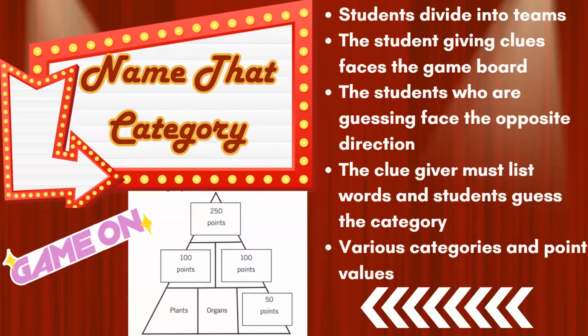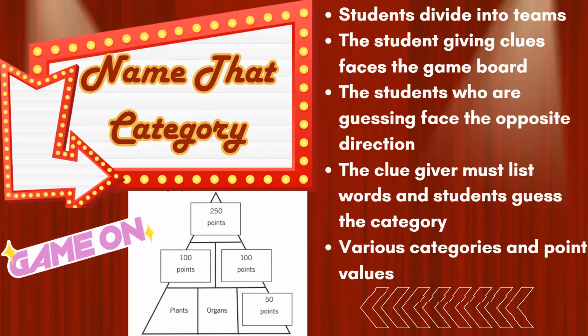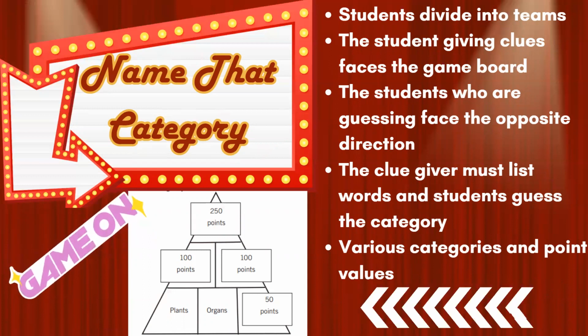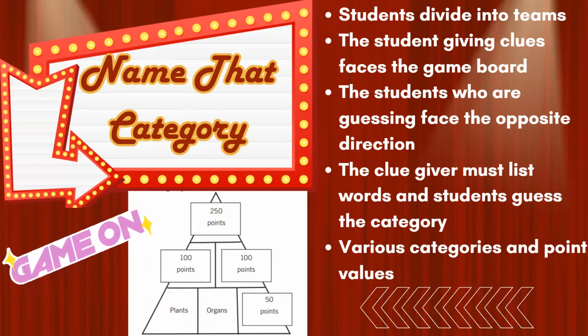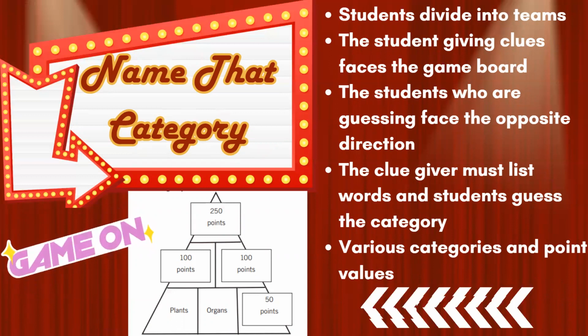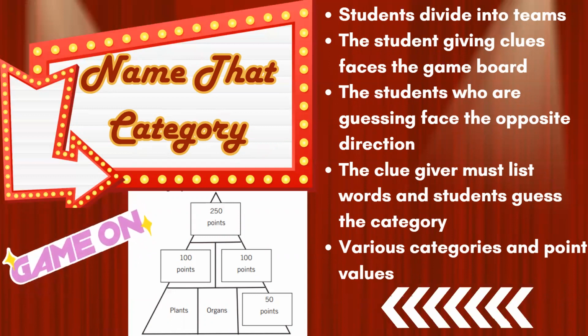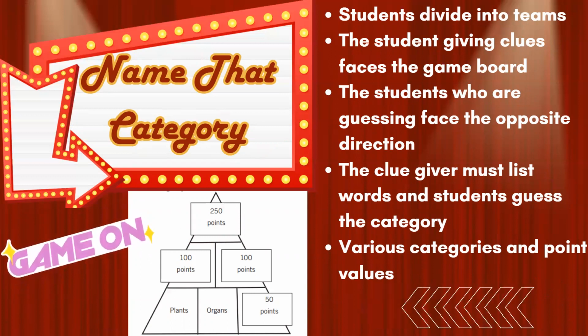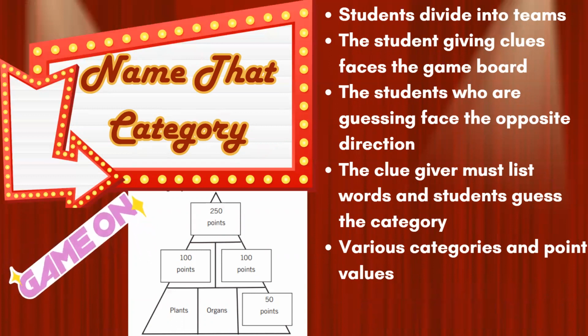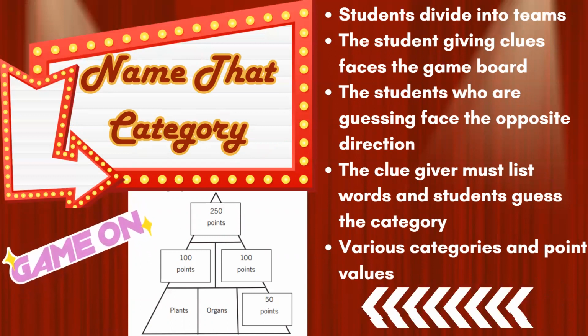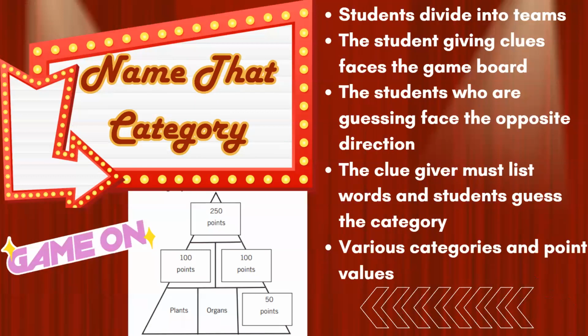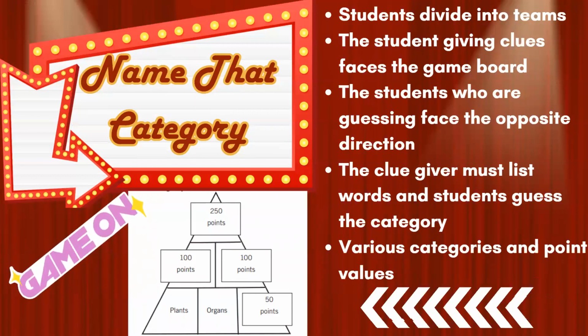Next, we have Name That Category. This is a fun game, very engaging for students. The teacher can create a game board, or you can simply draw it on the board, display it on the board, and the students divide into teams. The student gives clues. The student giving clues faces the board, and then the students who are guessing face the opposite direction.